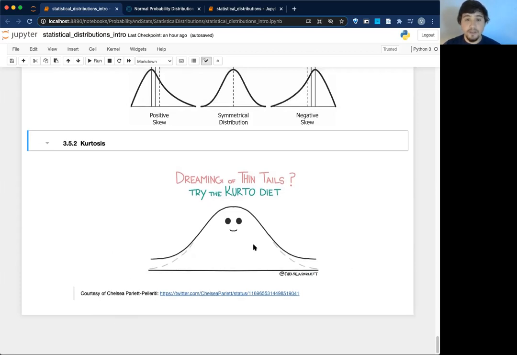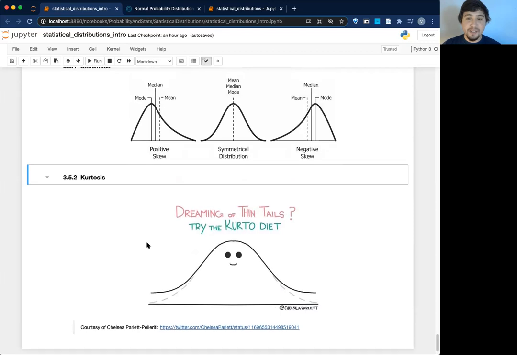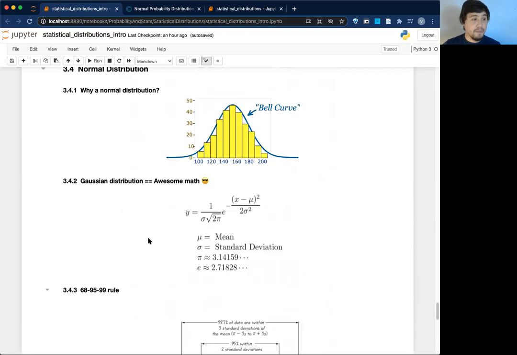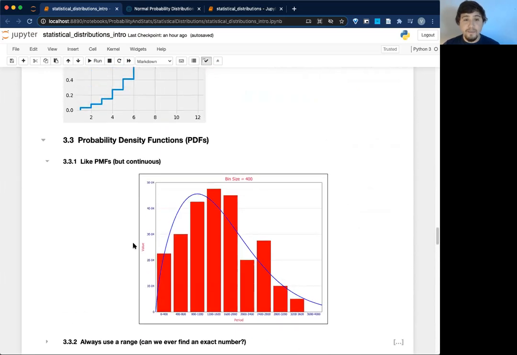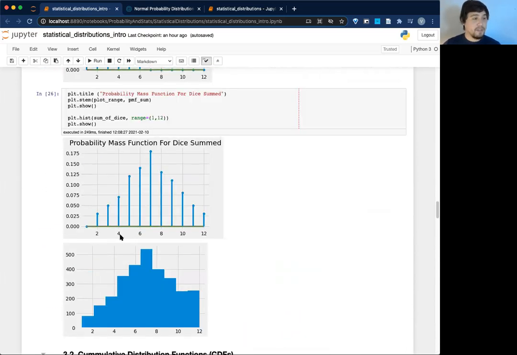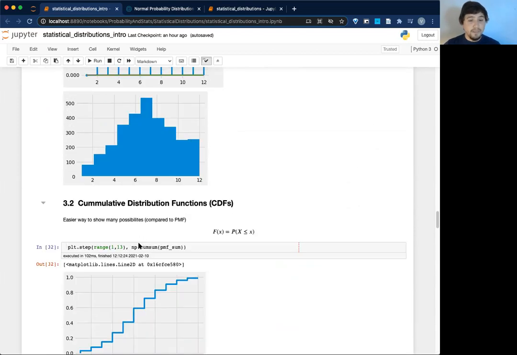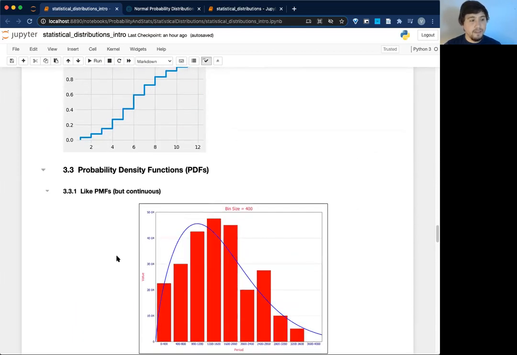All right, so that ends this notebook, the intro to statistical distributions. I'll pause here for a second. Does anyone have any questions about anything we talked about? Anything we went through? All this good stuff, which is our PDF, our PMF, our CDF, normal distribution, randomness, a whole bunch of stuff.